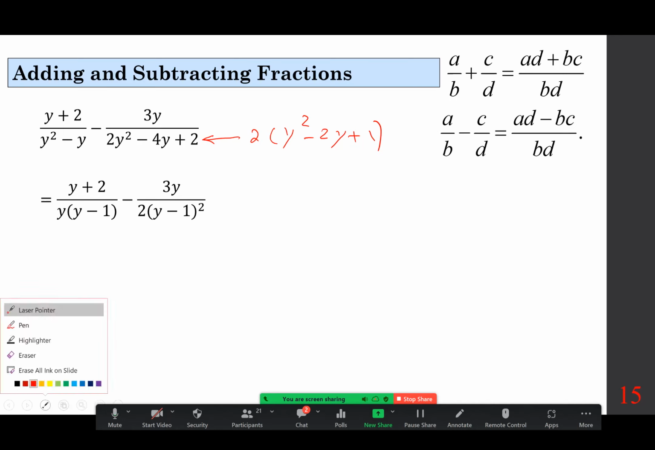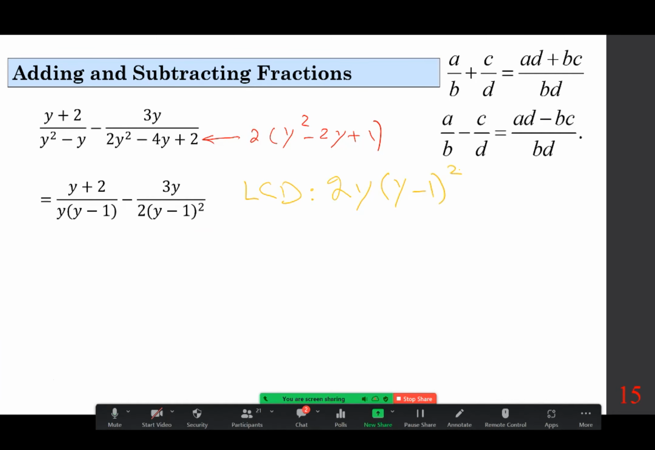So let me write this for you. 2 times y minus 1 squared. So when that is the case, compare this one to this one. You see 2 is missing times y minus 1. So you have to multiply this by 2 times y minus 1, the top and the bottom. And you compare this one to this, the only thing missing is y. You multiply the top by y, the bottom by y.